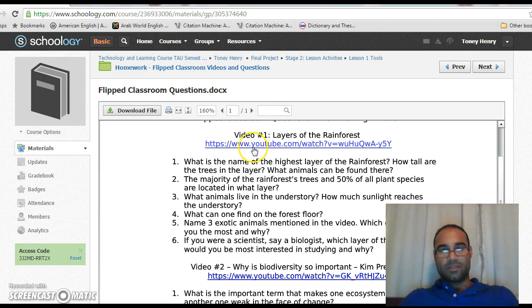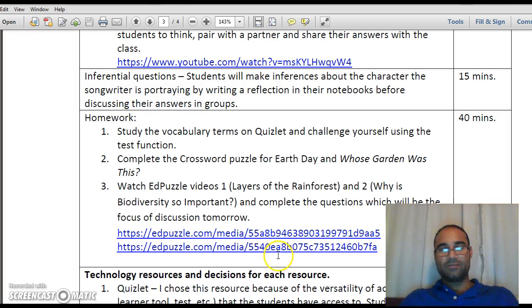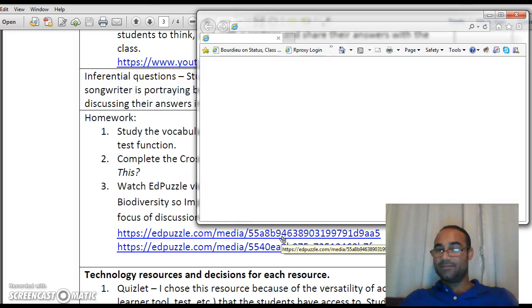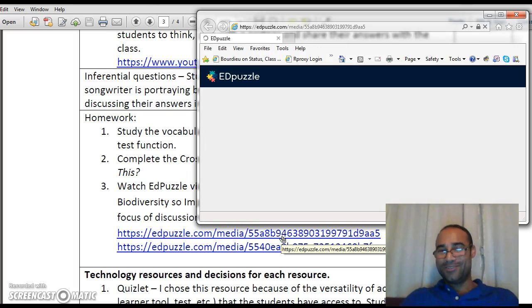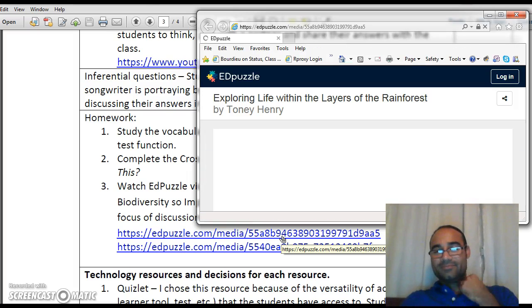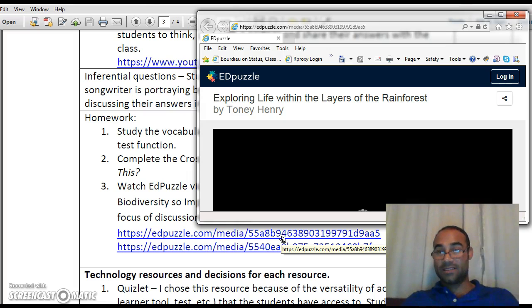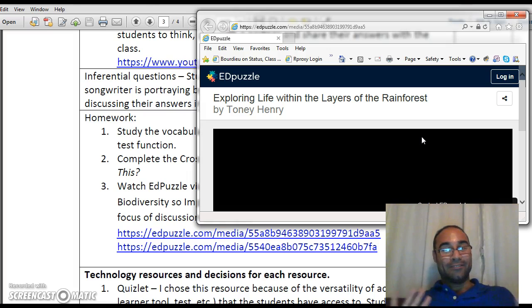So let's do that. Actually, a better idea would be to go directly to the lesson plan itself, and we can click directly on it. So I've hyperlinked it to the lesson plans, as well as uploaded it to Schoology. So I have this theory that if one thing doesn't work, something else will. So always prepare for something not working.